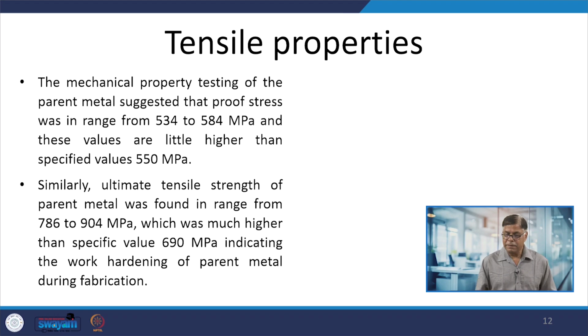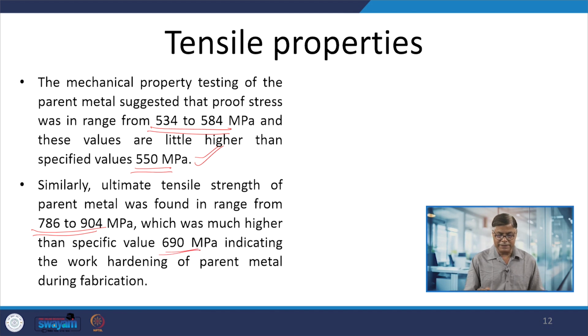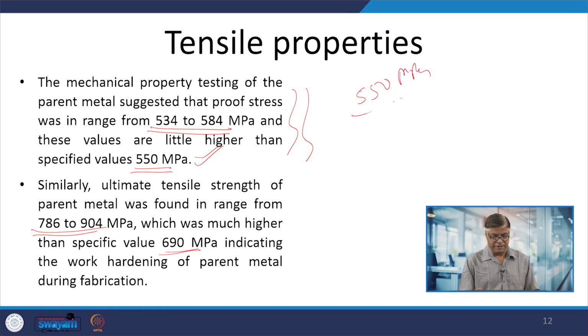So, as far as the mechanical properties studies are concerned, mechanical properties testing of the parent metal suggested that the proof stress, which as recommended should be greater than 550, was in the range of 534 to 584, a little higher than the specified limit, and ultimate tensile strength showed in the range of 786 to 904, which is also much higher than the 690. So, what does it suggest? If the steel strength is 550 MPa, this is fine, and the ultimate strength should have been 690.